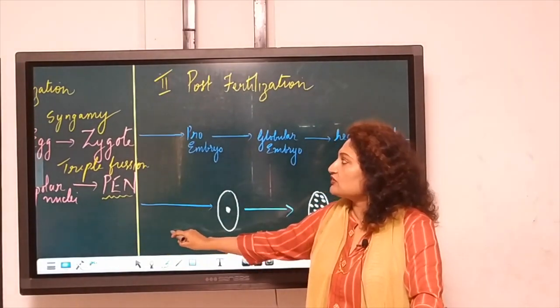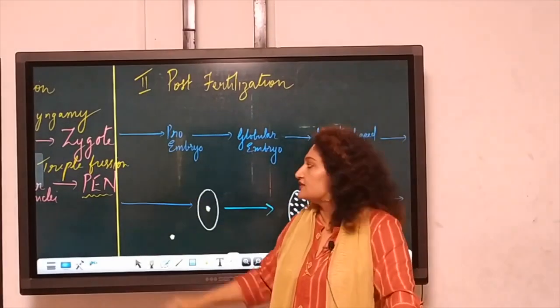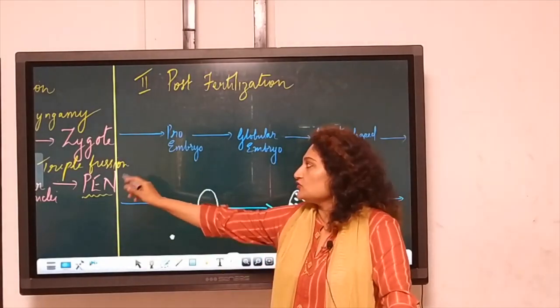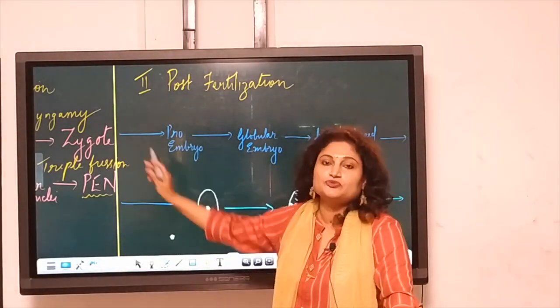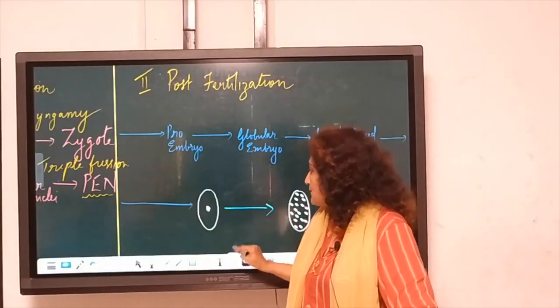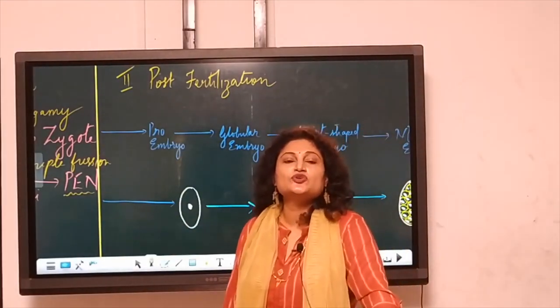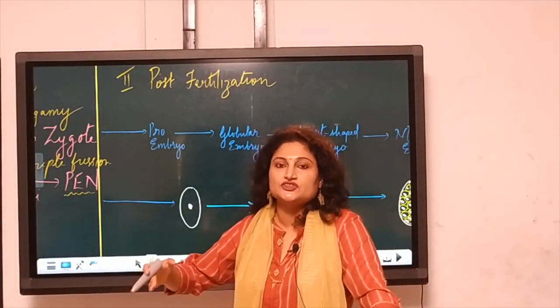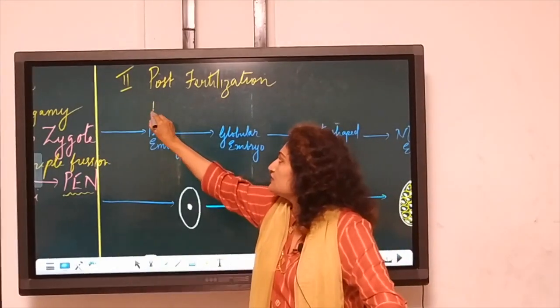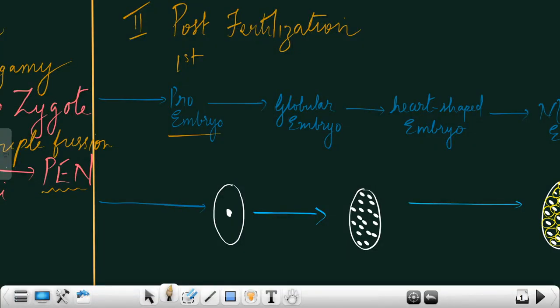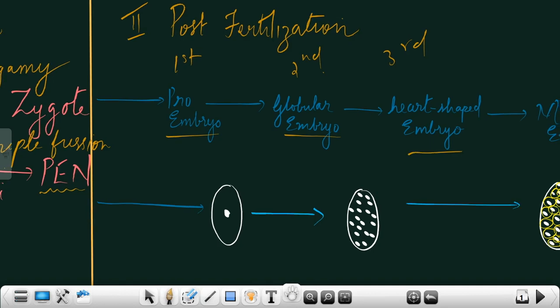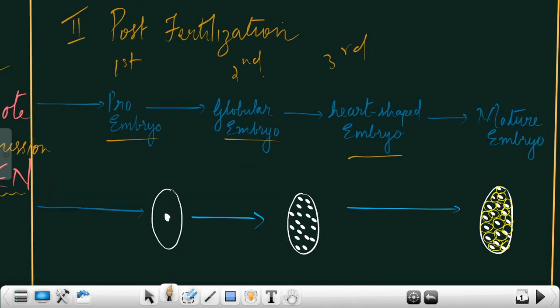In post-fertilization, we are going to see the fate of the zygote and the primary endosperm nucleus. What are they destined to become? Now, what happens to the zygote is that it simply undergoes mitotic divisions to form various stages of the embryo. The first stage is the proembryo. The second stage, the globular embryo. Third stage, the heart-shaped embryo. And the fourth stage is the mature embryo.